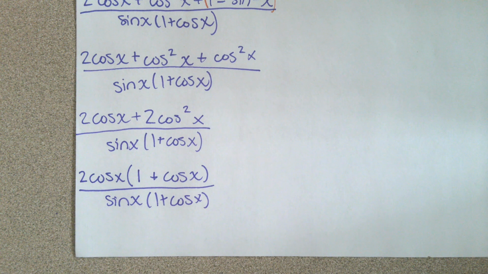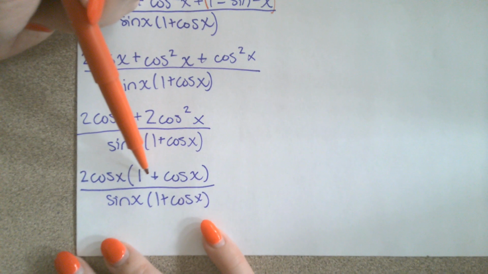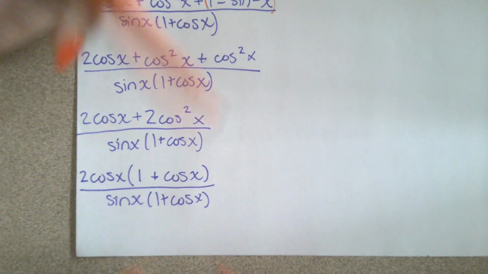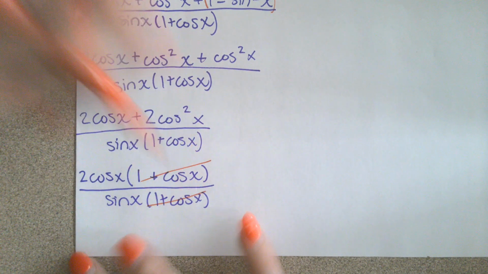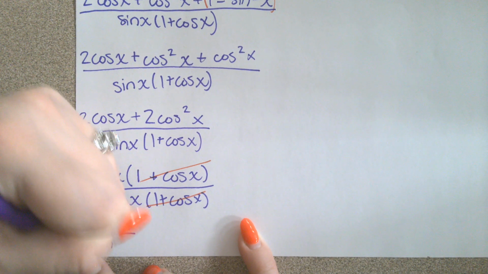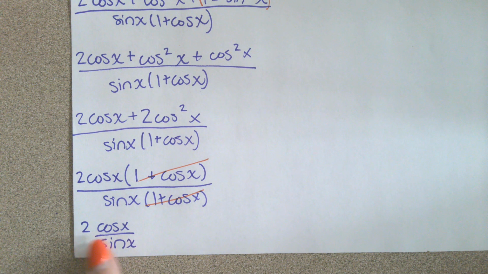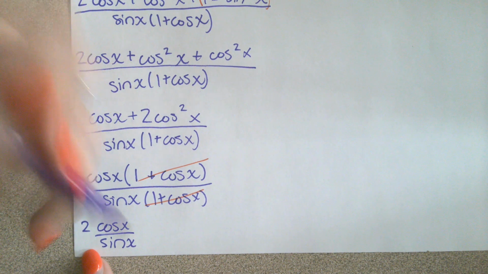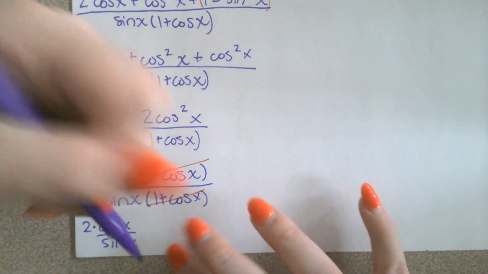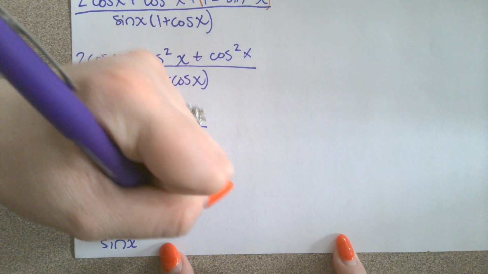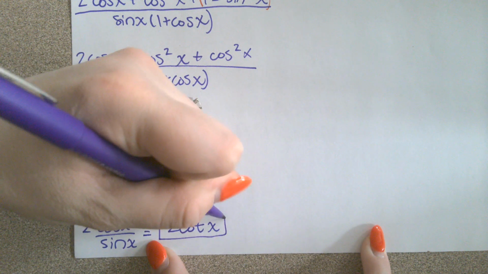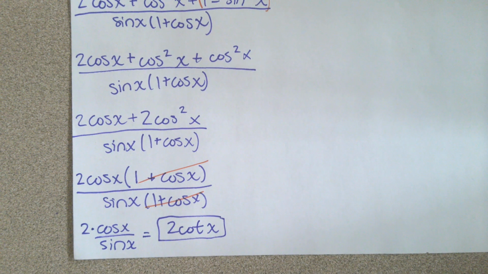And here we can finally do some damage. I've got 1 plus cosine on top and 1 plus cosine on bottom. This is multiplication here, yes, so canceling is allowed. Now we have 2 cosine of x over sine of x. Notice I kind of wrote the 2 next to it. When it's on top, it can also go in front of it. So kind of visually separate these for a moment. Cosine over sine we recognize as cotangent. And then that 2 is just going to go in front of it. That is the correct answer.